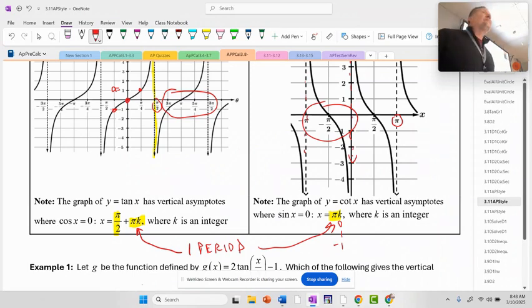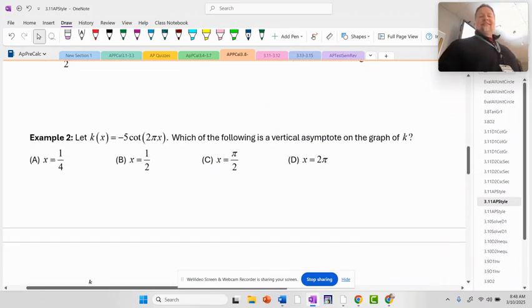Yip, yap, yip, yap. He's not going to help your grade by talking. All right. Here we go. All right. Now let's go to the next page.